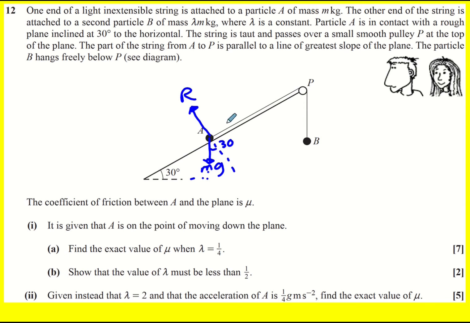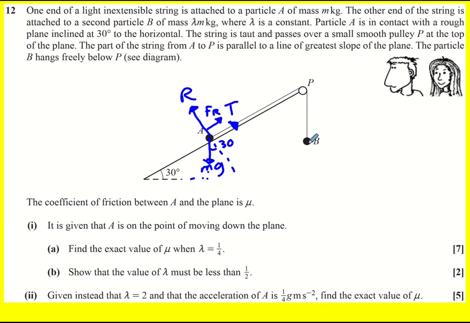And then there's going to be a tension force acting from the string up the slope. So I've got T. We are also told that it's a rough plane, but sorry, I will jump to this. It says, given that A is on the point of moving down the plane, then that means the friction is going to be opposing motion and also acting up the plane. So it's going to be a frictional force going this direction, which I will call F with a subscript of capital R. So those are all the forces acting on A.